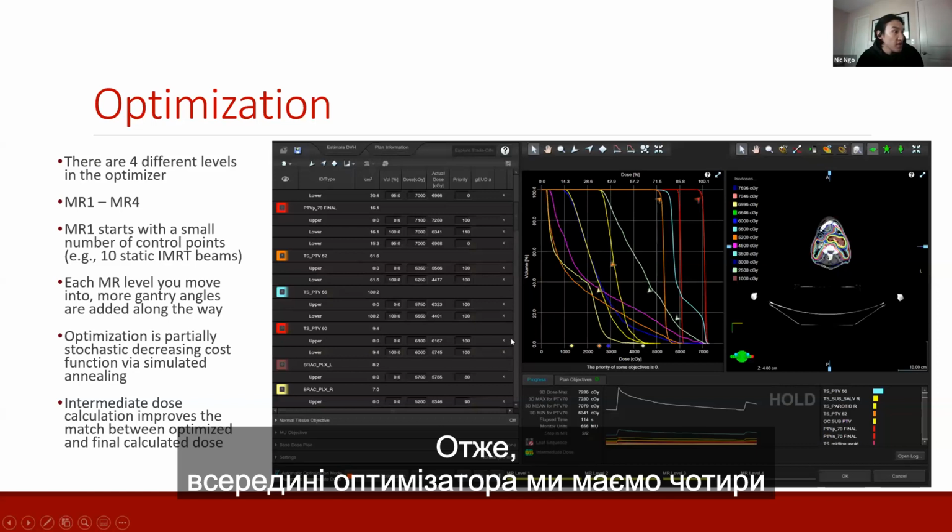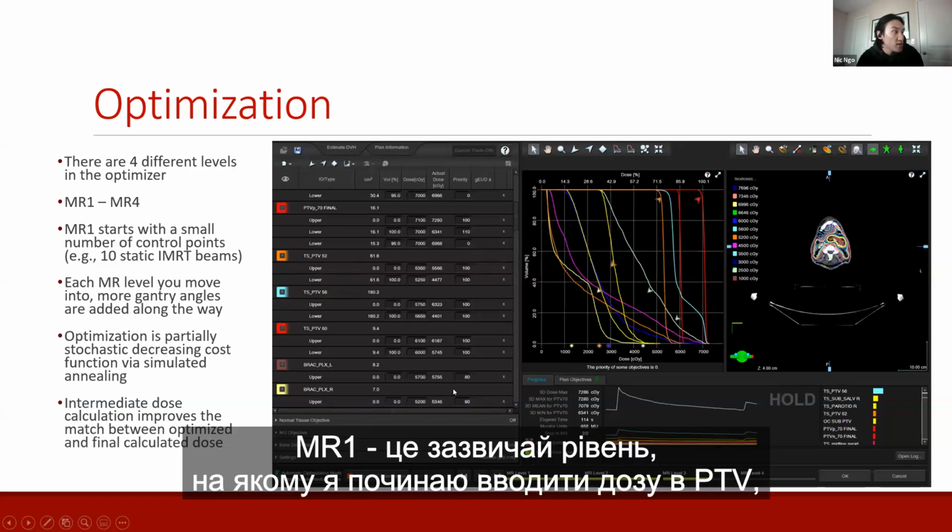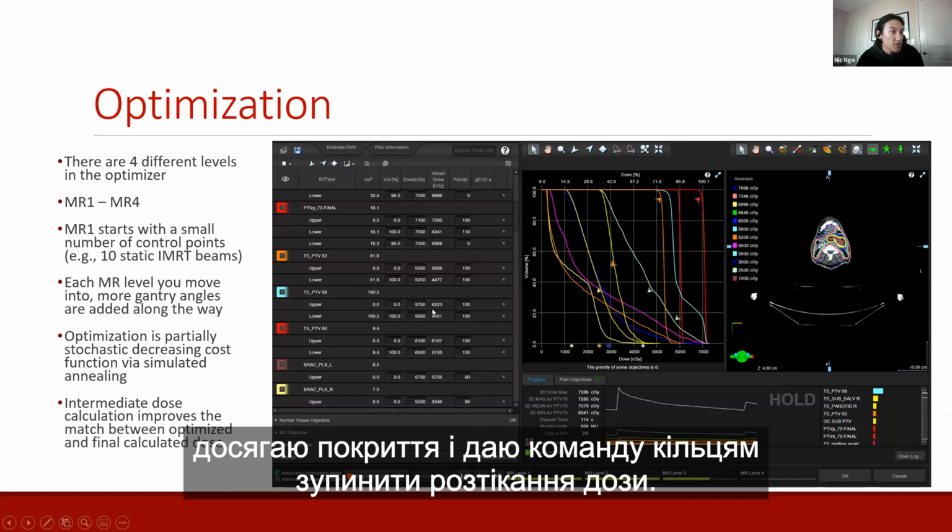So inside the optimizer, we have 4 MR levels. MR1 is usually where I'll start pushing dose into the PTV and getting my coverage and telling the rings to stop the dose from spilling.